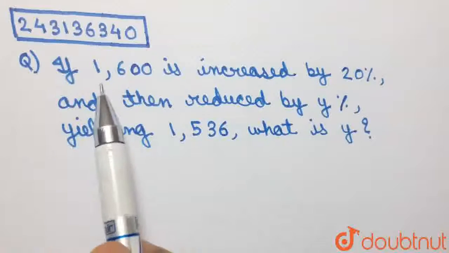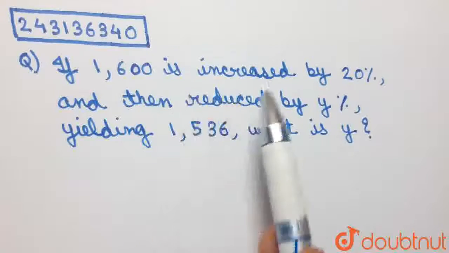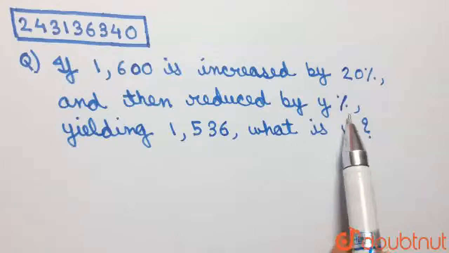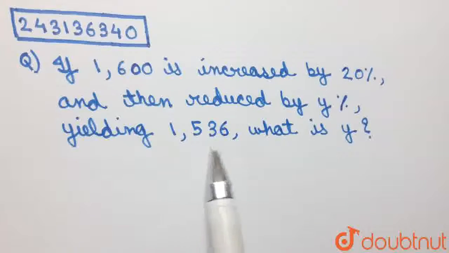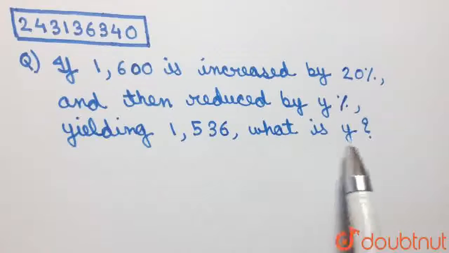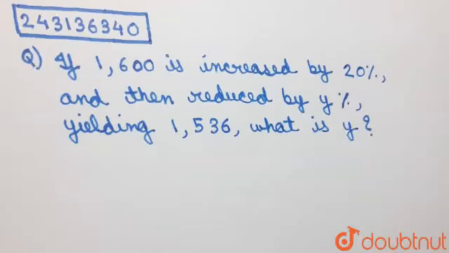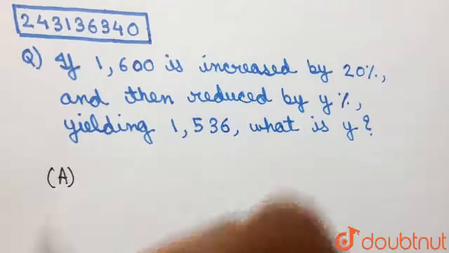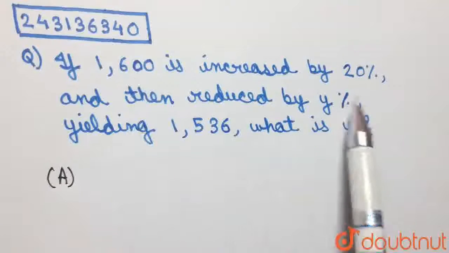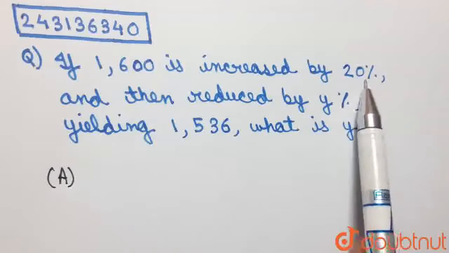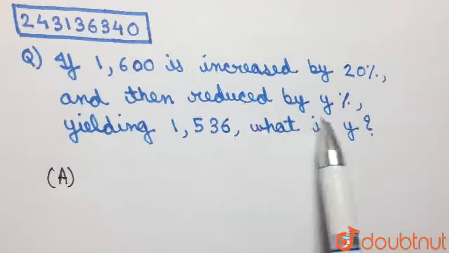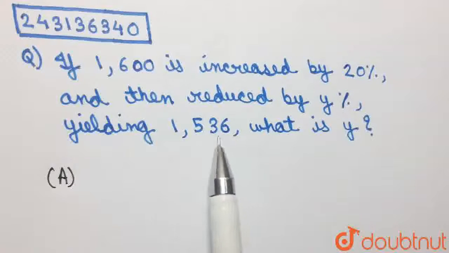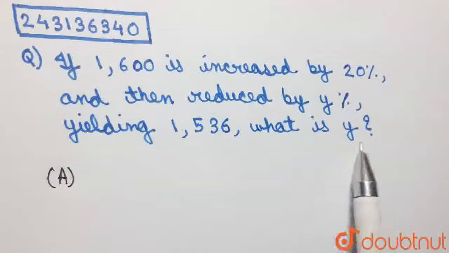If 1600 is increased by 20% and then reduced by y%, yielding 1536, what is y? Okay, so as per this question, first 1600 is increased by 20% and then that increased value is reduced by y%, which yields the number 1536, and we are required to find y.